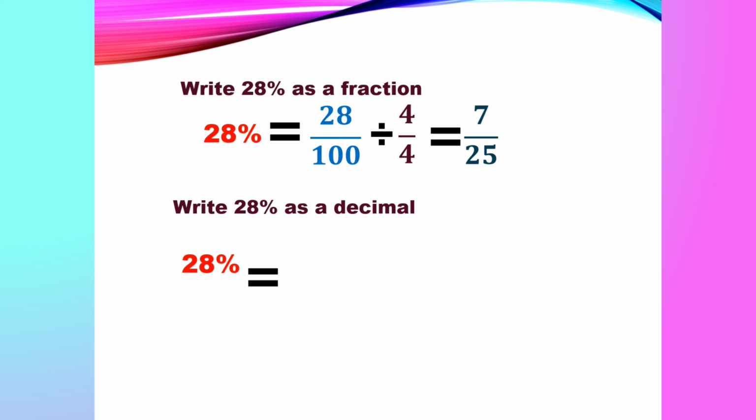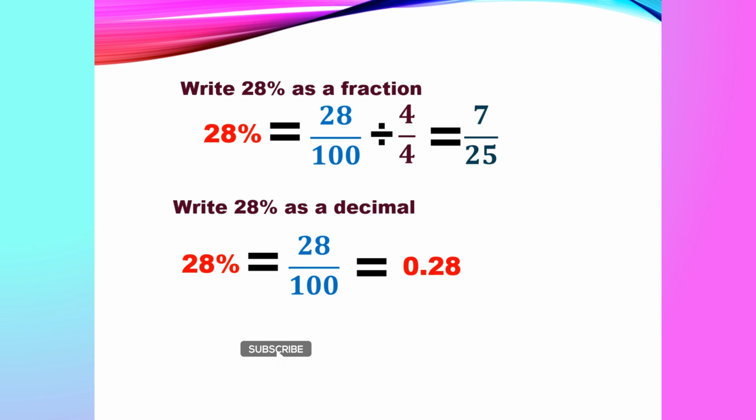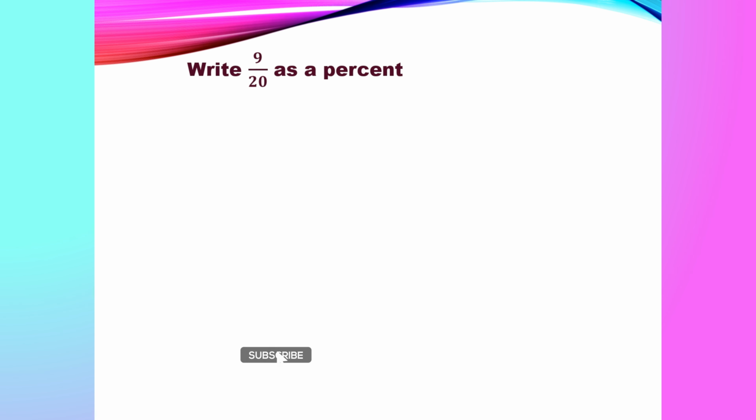As a decimal, 28% is written as 28 out of 100. So the decimal would be 0.28. Let's write 9 out of 20 as a percent.